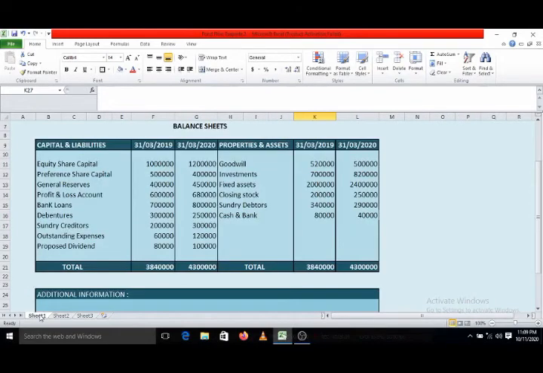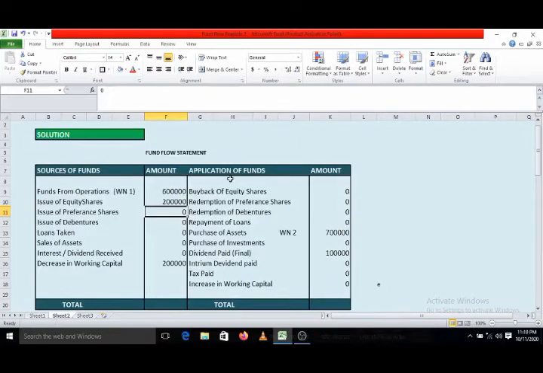Now again go to the balance sheet. Check out the next item, preference share capital. The first year preference share capital amount is 5 lakhs. Second year this amount is rupees 4 lakhs. It means preference capital has reduced by rupees 1 lakh. Now reduction in the amount of preference capital means repayment of preference capital. That means redemption of preference share capital. And redemption of preference capital, whether it is a source or application, that becomes application.